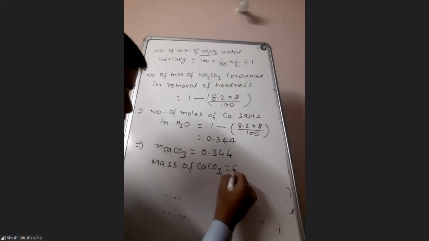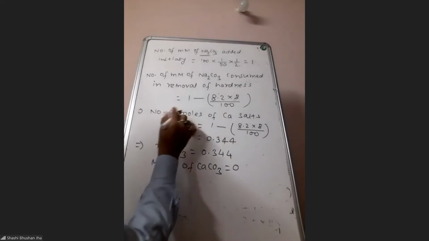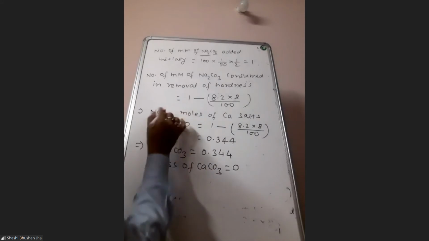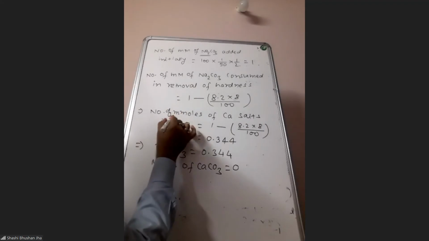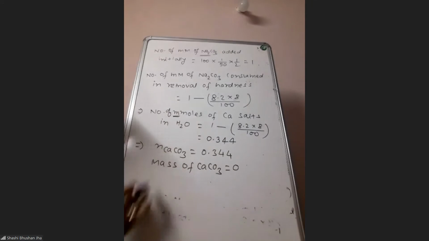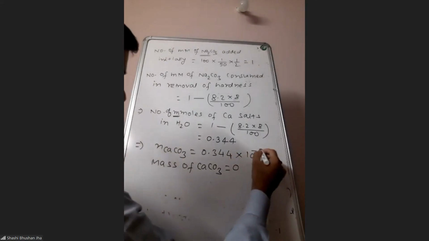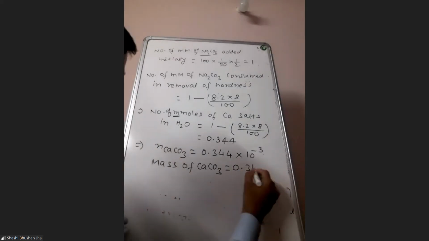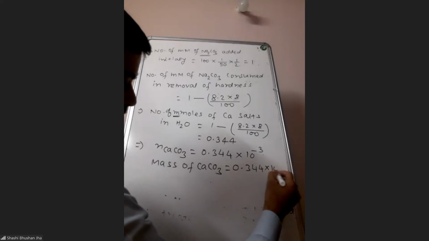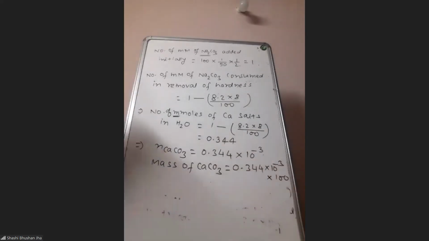So that's millimoles, sir. Okay, this is millimoles. I am writing here small m. You can understand this is millimoles. So number of moles will be 0.344 into 10 to the power minus 3. So it will be 0.344 into 10 to the power minus 3 into its gram molecular mass, that is 100.